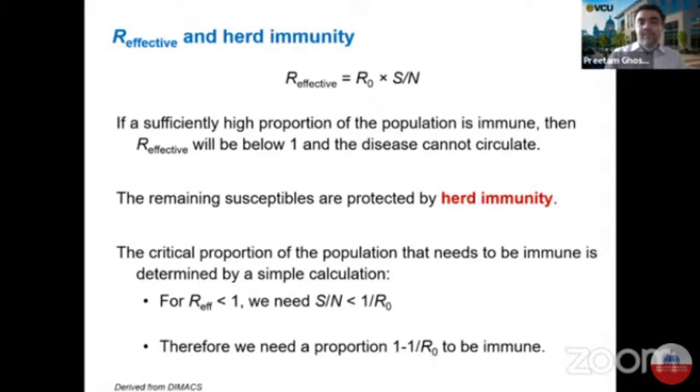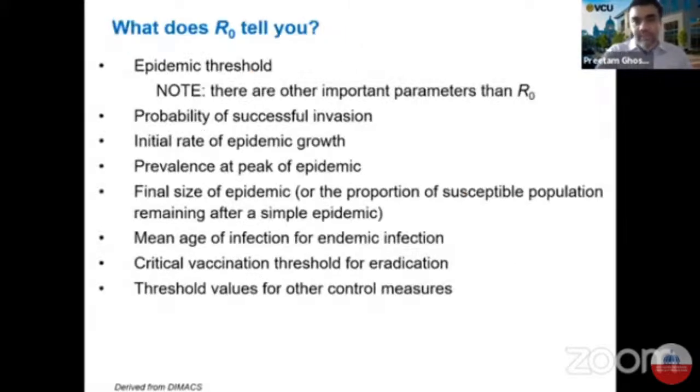This is the fraction of people that I need to vaccinate in order to make my R effective less than 1 and for the epidemic to die down. So that's how people calculate ballpark figures of herd immunity. R naught is a very important parameter, but there are other pandemic-related parameters as well. It gives you the probability of successful invasion, the rate of epidemic growth, and when the peak will happen. So it is used in all of these aspects.